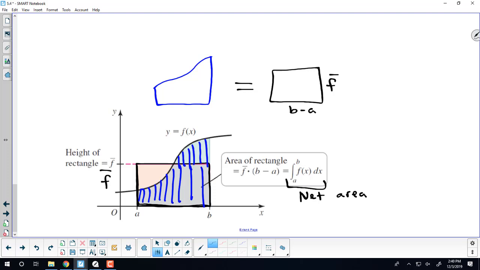In that drawing, the f bar, is that an accurate height for the measurement? They're not using that as an approximation or anything? Yeah, not an approximation. Okay.